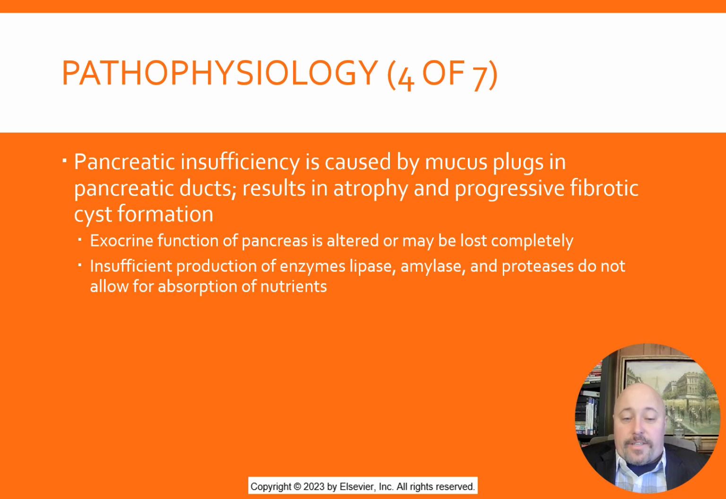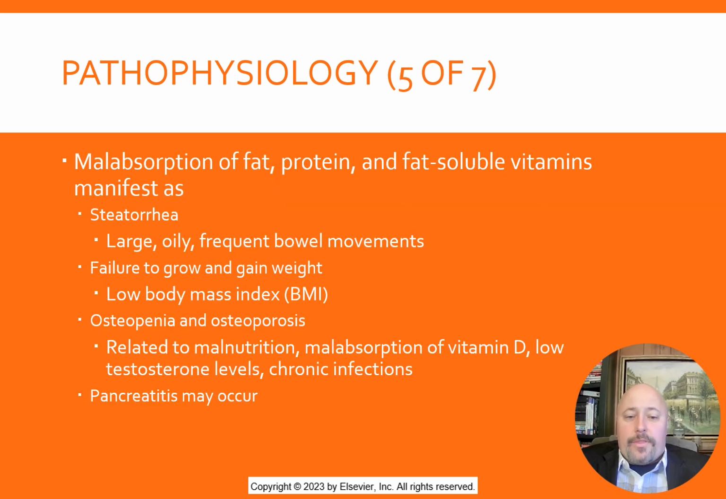Within the GI tract and system, pancreatic insufficiency is caused by mucus plugs in the pancreatic ducts, resulting in atrophy and progressive fibrotic cyst formation. That endocrine function of the pancreas is altered or may be lost completely. Also, insufficient production of enzymes, lipase, amylase, and protease do not allow for the absorption of nutrients. This results in a malabsorption of fat, protein, and fat-soluble vitamins that can manifest as steatorrhea, or large, oily, frequent bowel movements, a failure to grow and gain weight, osteopenia and osteoporosis, or even pancreatitis may occur.